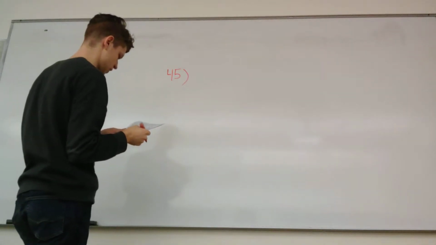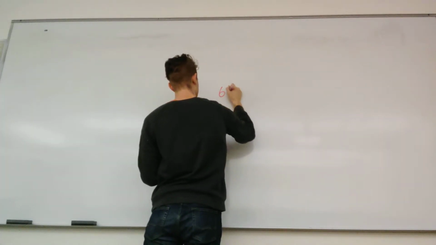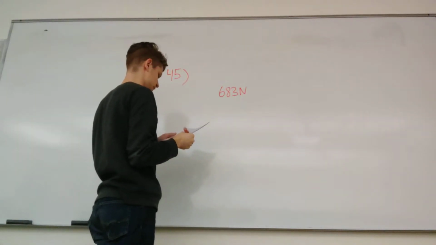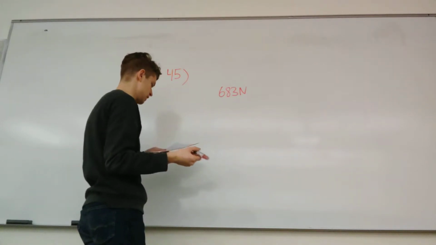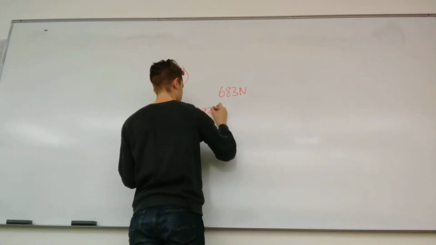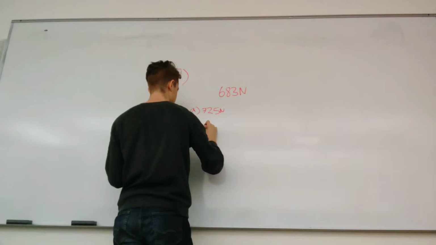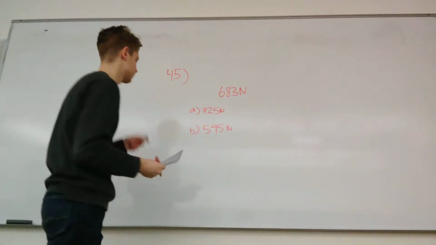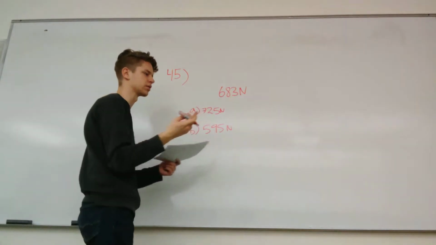Problem 5 says that after a checkup, you leave a physician's office where you weigh 683 newtons. Then you get into an elevator that has a scale. It wants you to find the direction and magnitude of the elevator's acceleration if the scale reads A, 725 newtons, or B, 595 newtons. So for the first part, you want to find your mass.